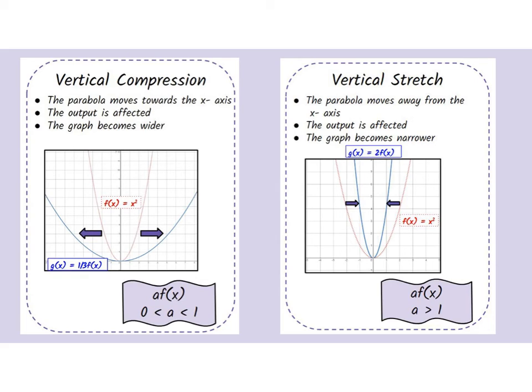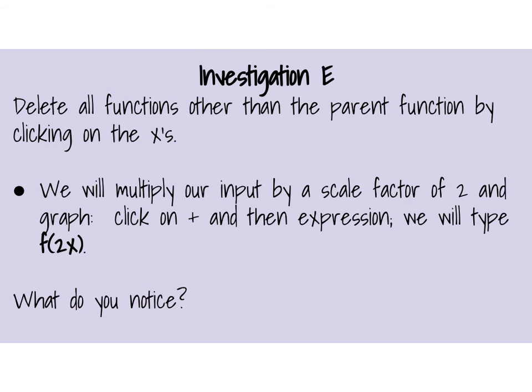Okay, so now let's look at what happens when we do the input. Okay, so now I'm going to multiply the input by 2 and then the input by 1/2. How do I know it's the input? Well, because it's inside these parentheses. Inside parentheses means input. Okay, and let's see what happens here.